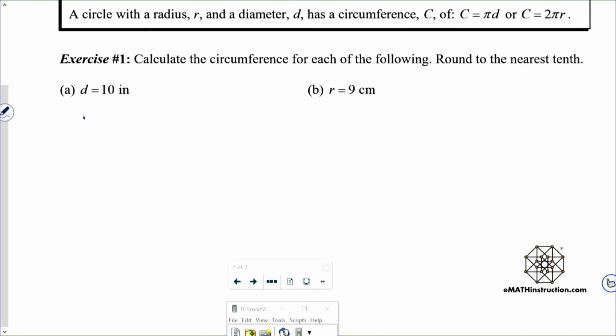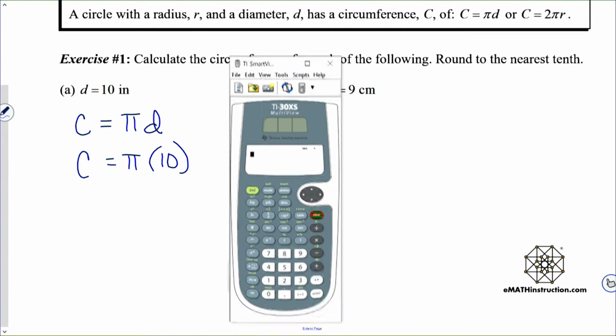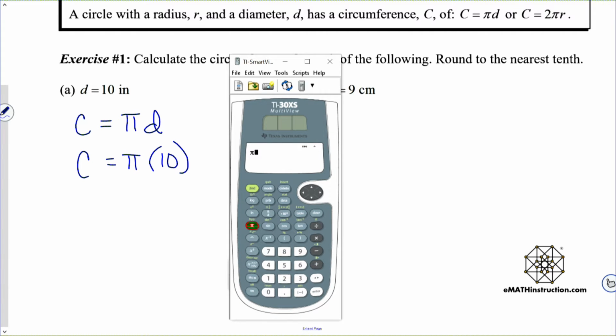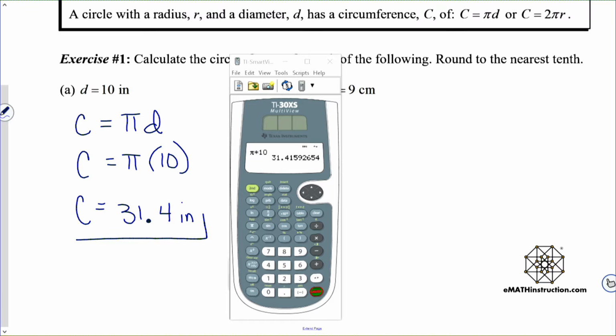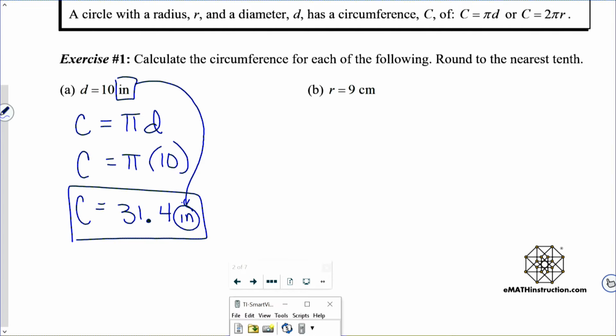So the circumference of a circle is pi times its diameter. So the circumference is pi times 10. And again, for that, we definitely want to use our calculator. We'll take the pi button, we'll multiply by 10, and we'll get our circumference. Now we want this to the nearest tenth, so that's going to be 31.4 inches. Whatever the distance units are on the diameter become the distance units on the circumference, because the circumference is a distance, right?